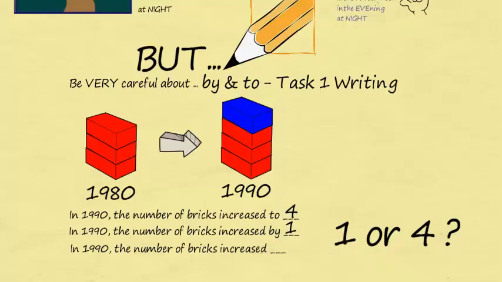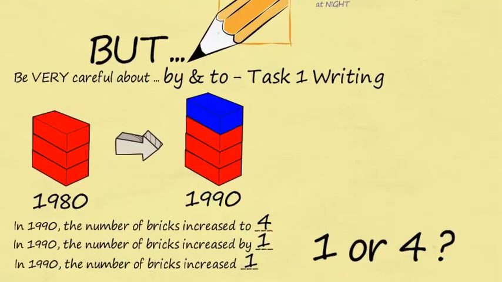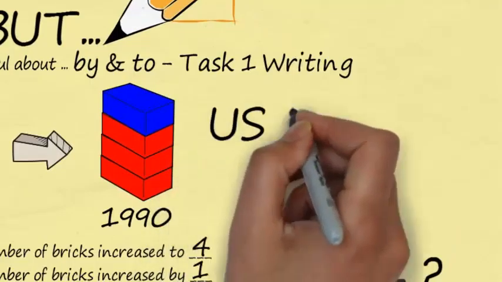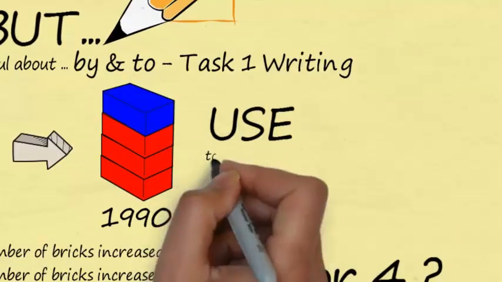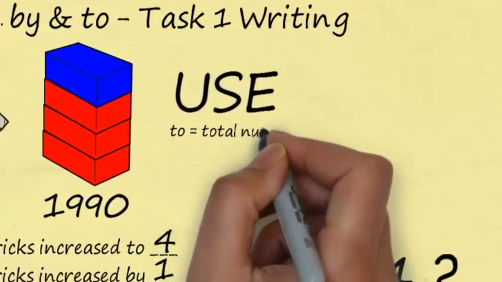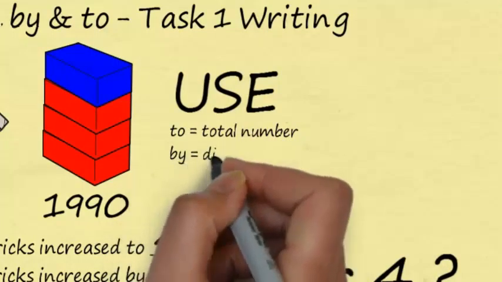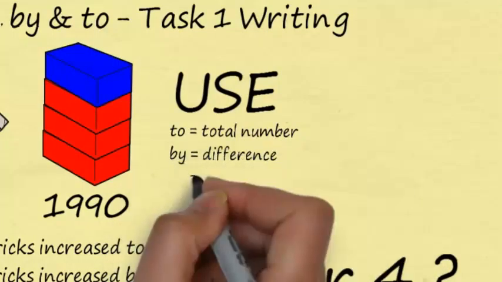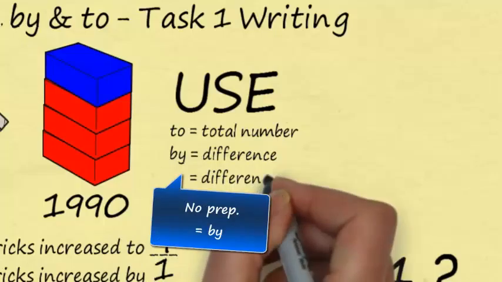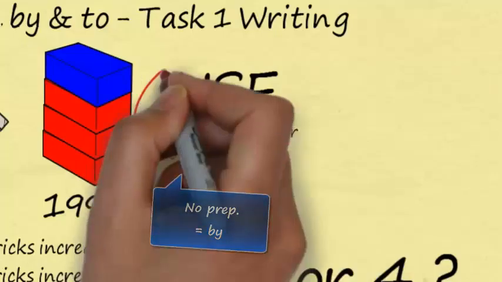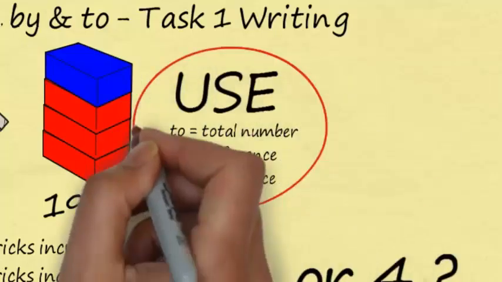And here they come, the answers. So the first one is the only one with 4, and the other 2 are with 1. So the good general rule for you to use here is you use to for the total number, or use by for a difference. And if there's no preposition, it also means by. The number should be 1 if you don't use a preposition.